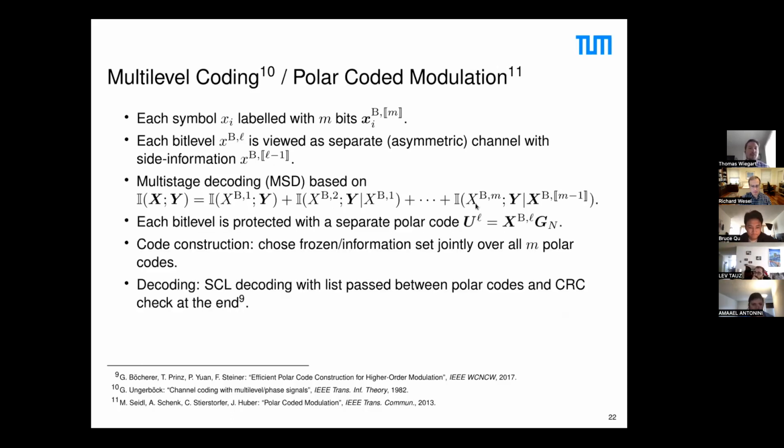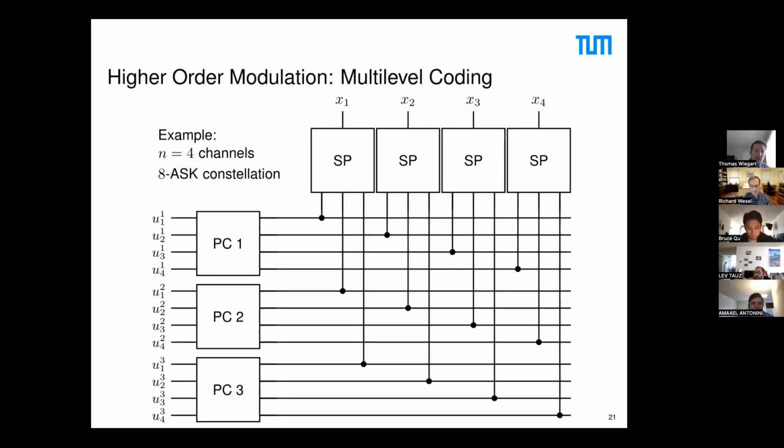And now the polar code specifics. Each bit level we protect with a separate polar code. And when we do code construction for these polar codes, what we do is we choose the frozen set and the information set, and also the shaping set later. We determine that jointly over all polar codes. So we determine the reliability of all these bits jointly and then do code construction jointly over that code.